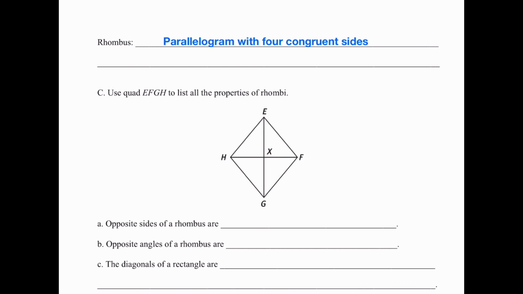A rhombus is also a parallelogram, so all of the properties of a parallelogram are in play. But a rhombus has 4 congruent sides, so I know that all of the sides of a rhombus are congruent. I also know that since a rhombus is a parallelogram, its opposite sides are parallel. So opposite sides of a rhombus are parallel. Because this is a parallelogram, I also know that the opposite angles of a rhombus are congruent.